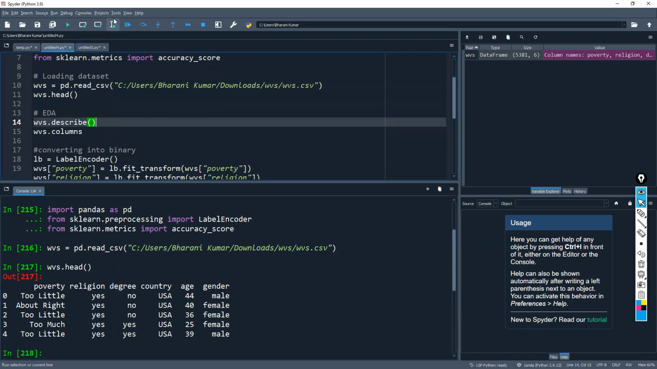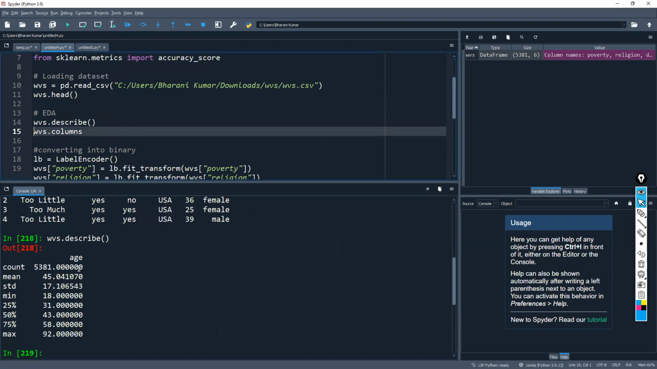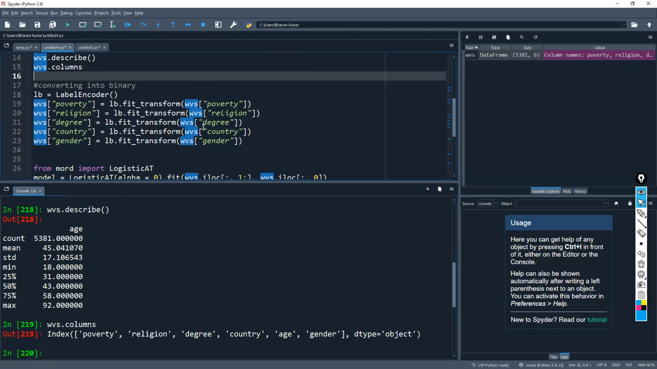Okay. Then you can say dot describe. For only numerical variables, you'll get this. Only age is a numerical variable, so it's saying the minimum age of the people who are giving responses is 18, and the maximum age of people who are responding to the survey is 92. You can also look at the various columns. You have poverty, religion, degree, country, and gender.